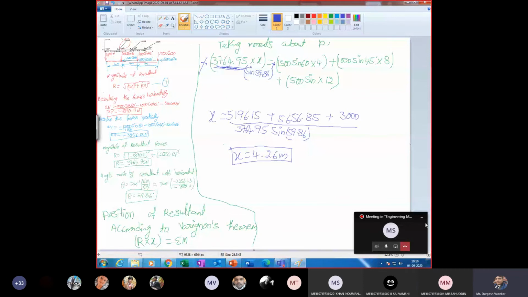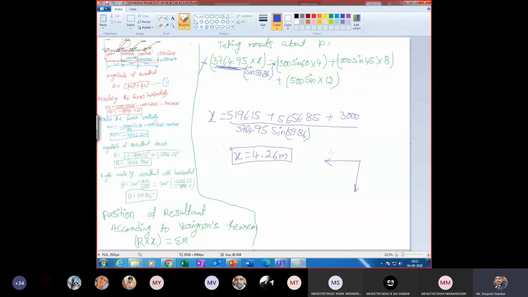So now I will draw the final diagram. See, sigma h value we got, sigma v value we got. Sigma h value negative means in the negative x direction. Sigma v value negative means in the negative y direction. Sigma h value is 1890.11. Sigma v value is 3256.13 Newton.